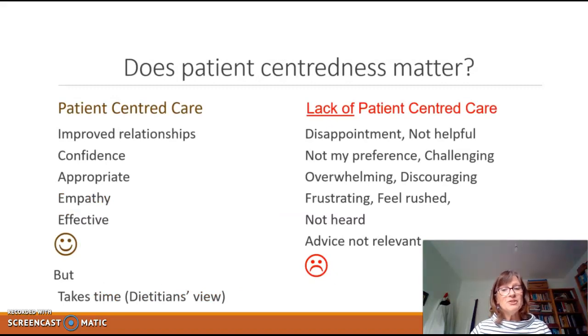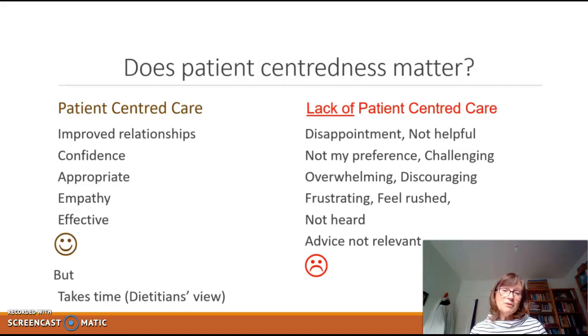So how much does this patient-centeredness matter? And this comes from the same paper. If you look, these words are all words that I have picked up, taken from that paper. On the left, you've got patient-centered care and all the things that it's meant to lead to. Remember, this is the patient perspective as well as the dietitian's perspective. So the benefits there: improved relationships, confidence, patients are more confident, as are the dietitians. The care is more appropriate, empathy is demonstrated and received, and it's more effective, but it takes more time.